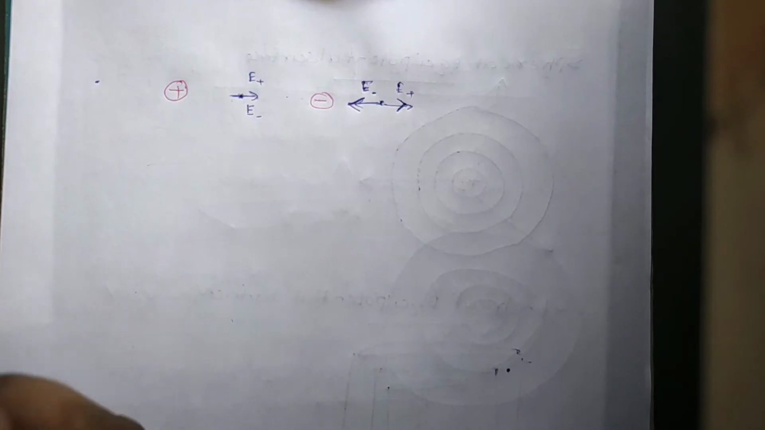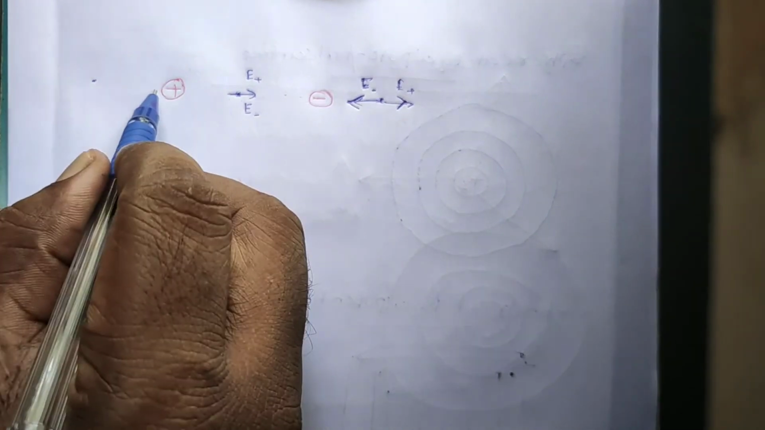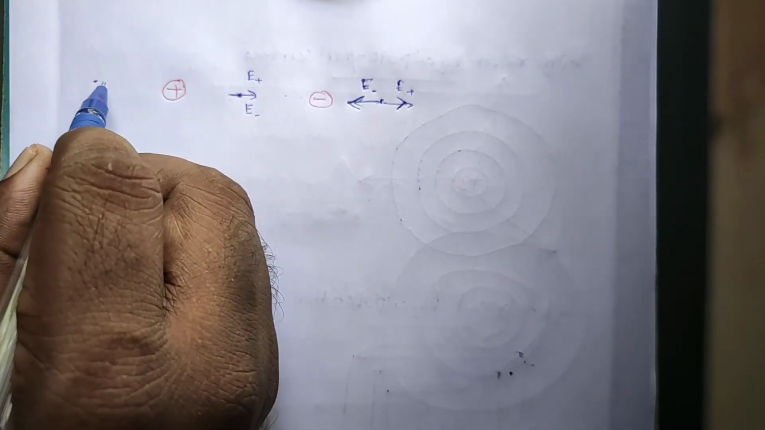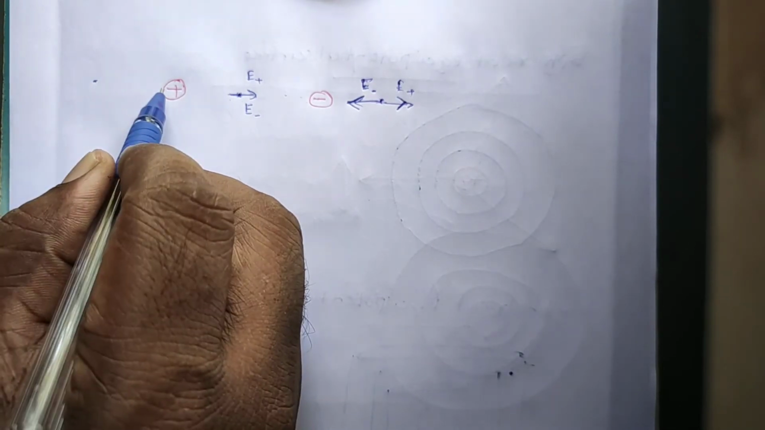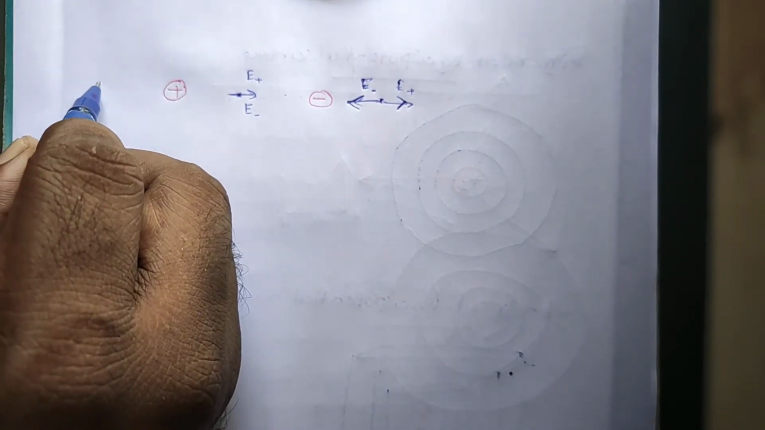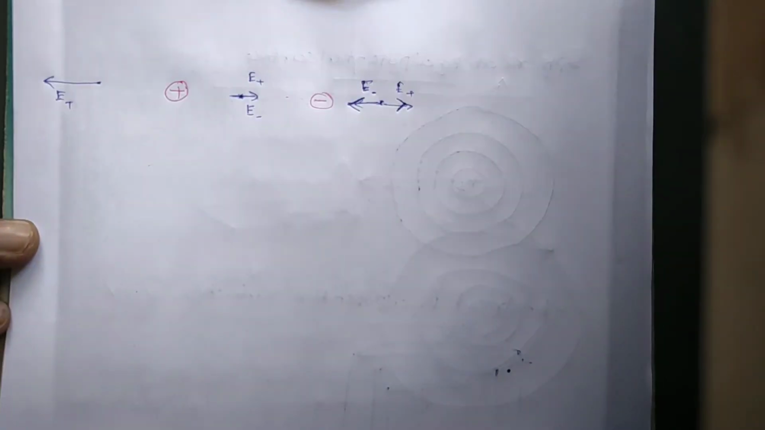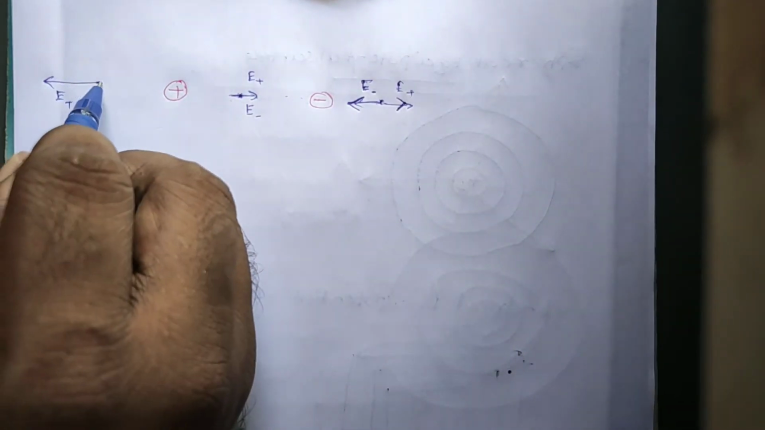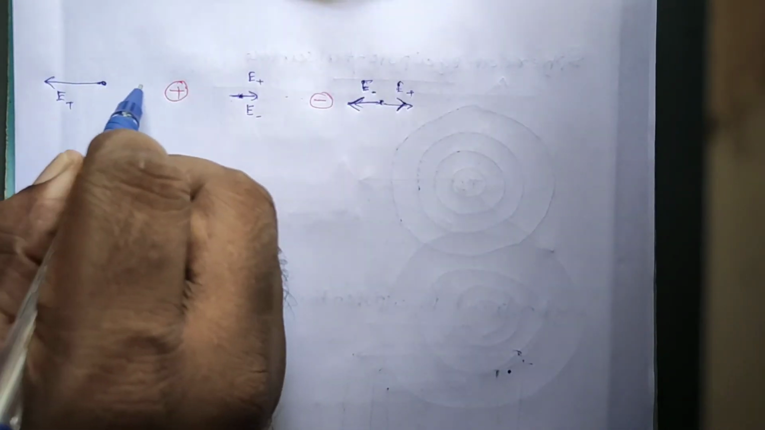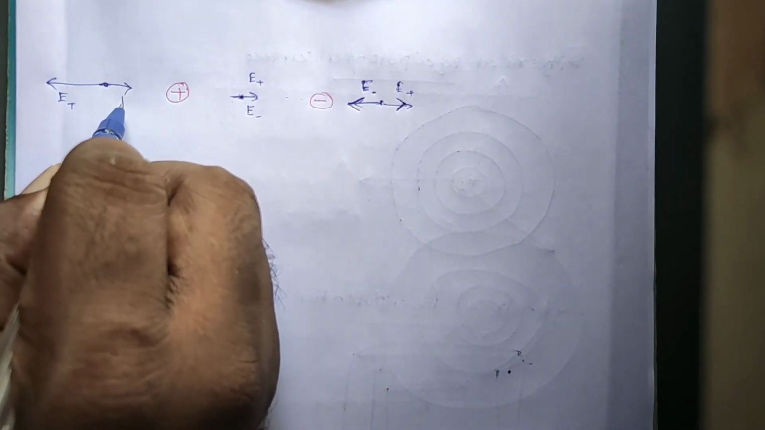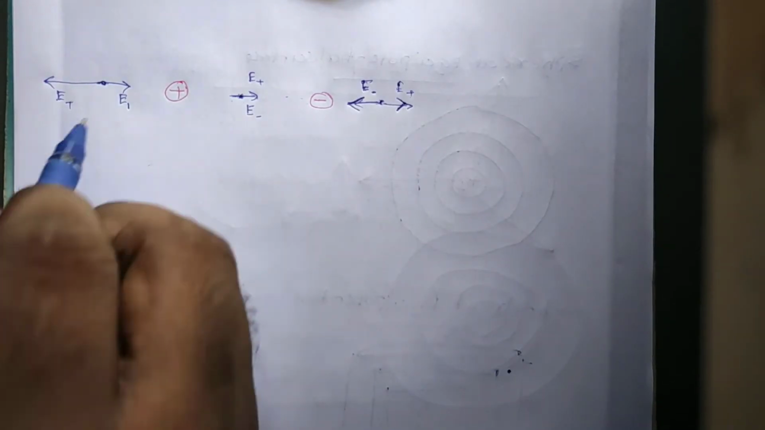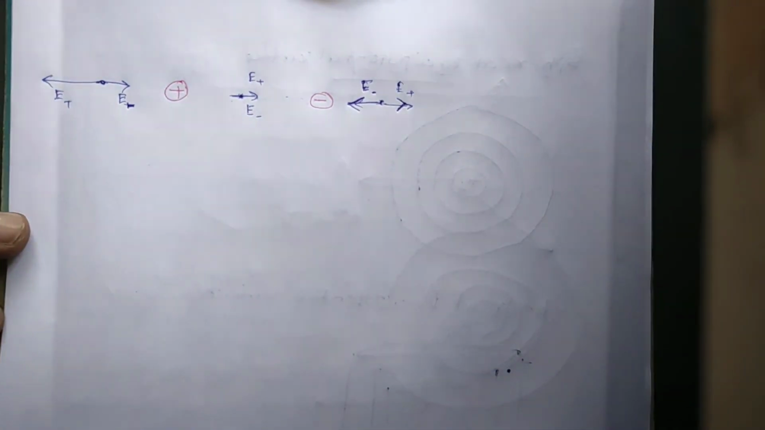Okay, so what about here? Here you can see that there are two electric fields. One is the electric field produced by this positive charge, in this direction. This is the E plus. What about E minus? E minus is in which direction? E minus is in this direction. Sorry, this E minus is in this direction.